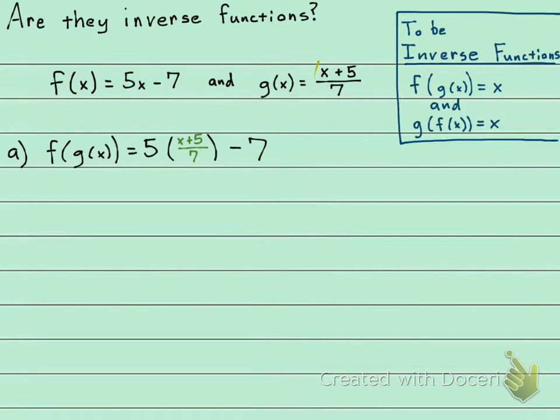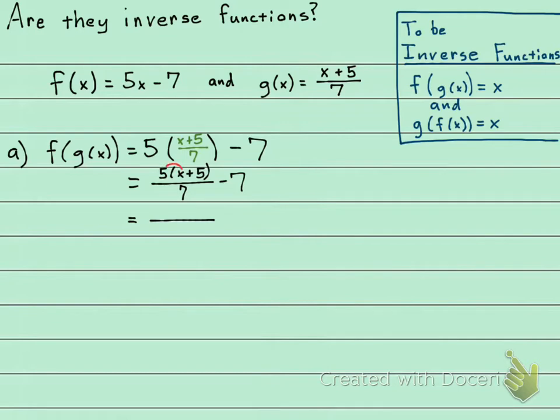Now let's do the math. 5 times x plus 5 over 7. Well, the 5 and the 7 don't cancel. So that's just 5 times x plus 5 over 7, right? See, these two don't cancel. So there's really nothing I can do there. Minus 7. So let's go ahead and distribute and see if anything happens there.